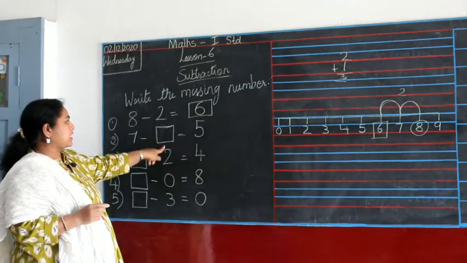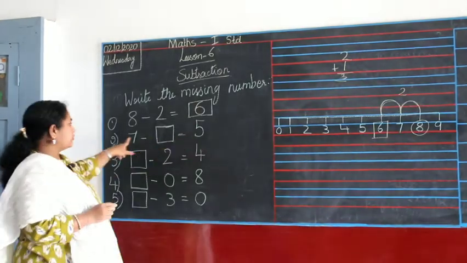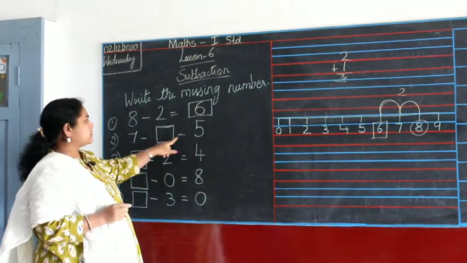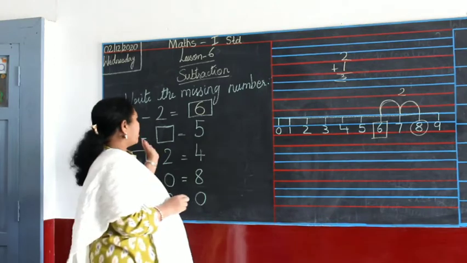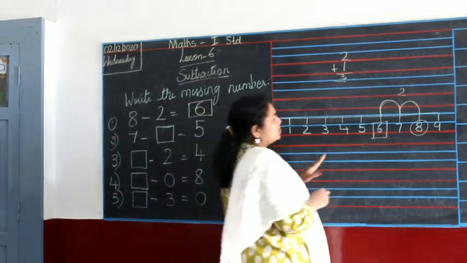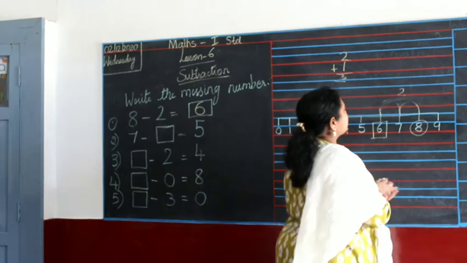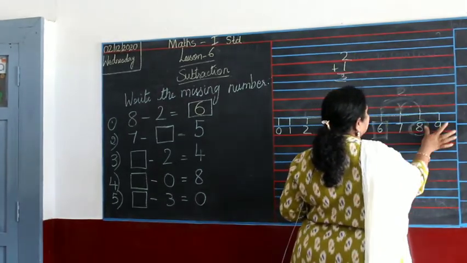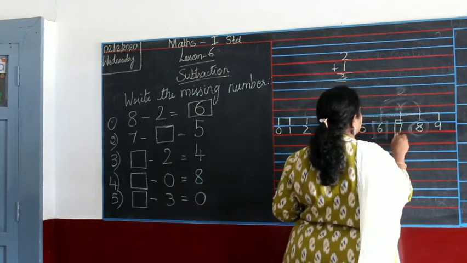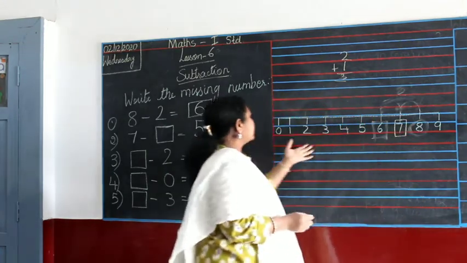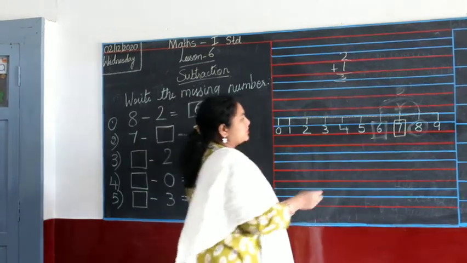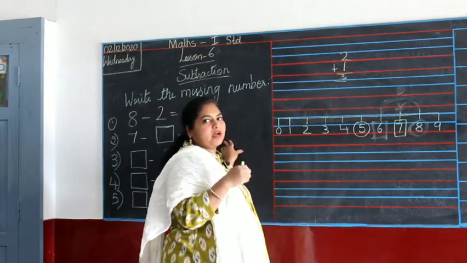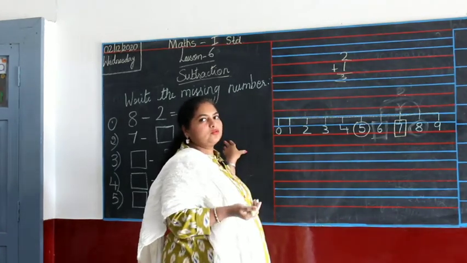7 minus dash equals 5. Now we don't know what is here, right? 7 minus dash equals 5. So how do we get it? You have 7 here. So I am erasing these arrows, these jumps I made for the previous sum. So we have 7 here. 7 minus something will come to 5. 7 and then we have 5. So how much we have to minus is what we have to know.